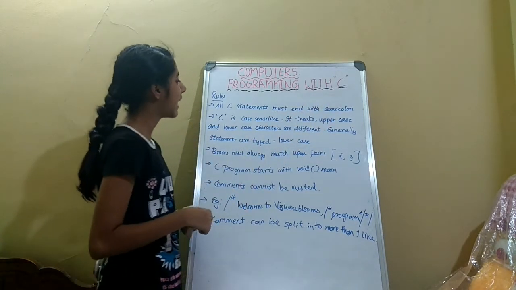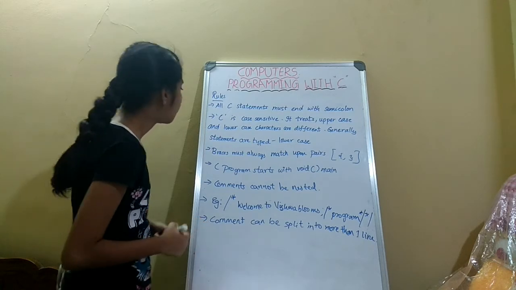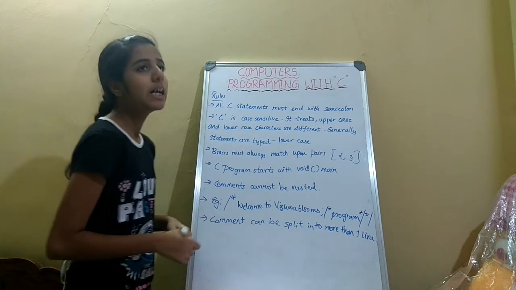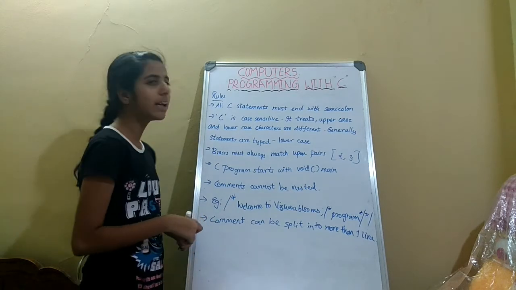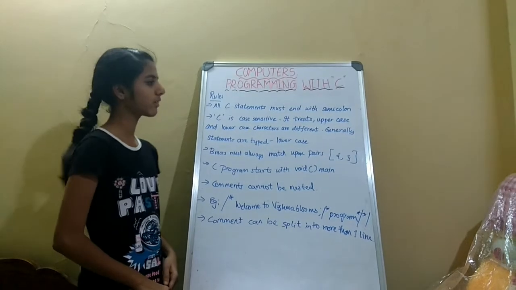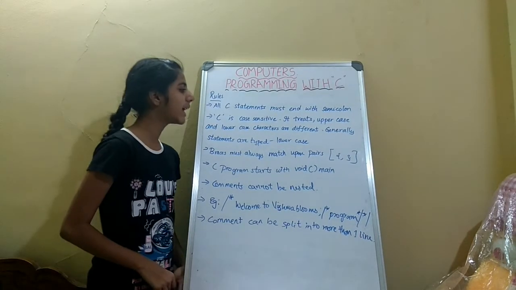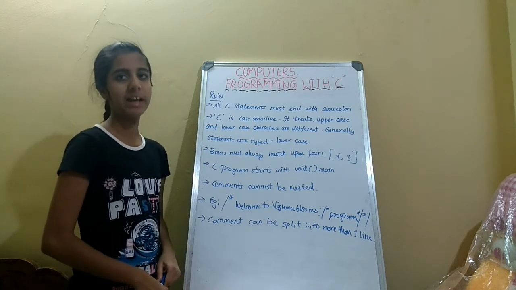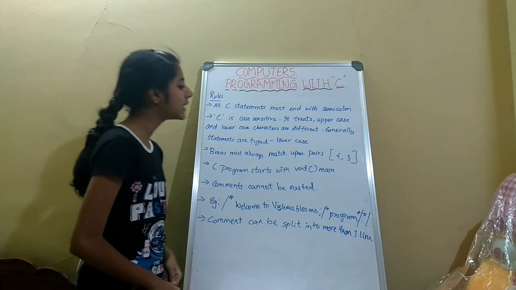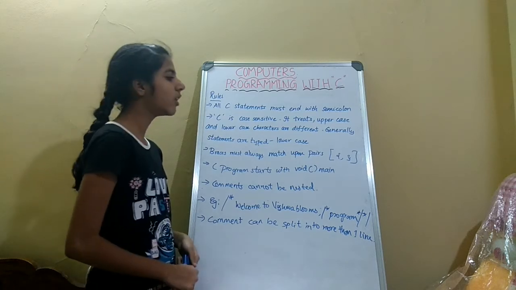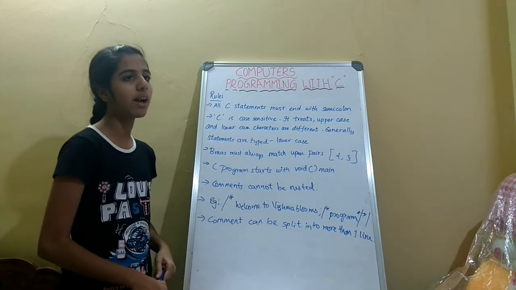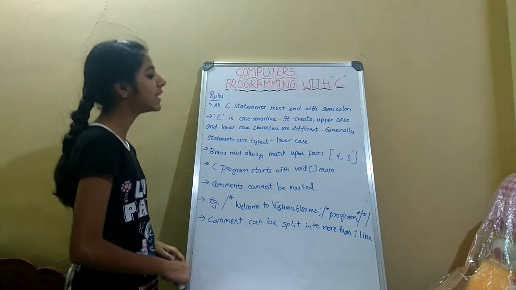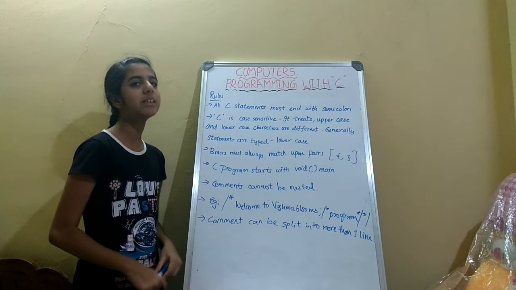C is case sensitive. It treats uppercase and lowercase characters as different, and generally statements are typed in lowercase. So you should be careful while writing lowercase or uppercase. Brackets must always be in pairs. So your curly braces must be written properly or else your program won't work. C programming starts with void main because it is the starting of the program.